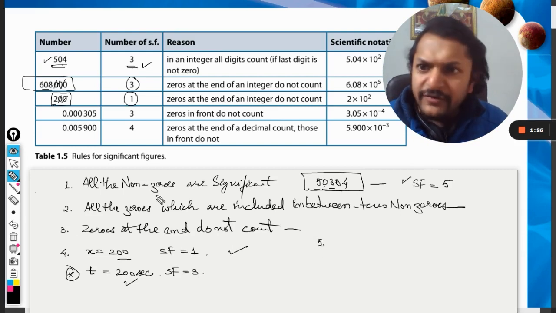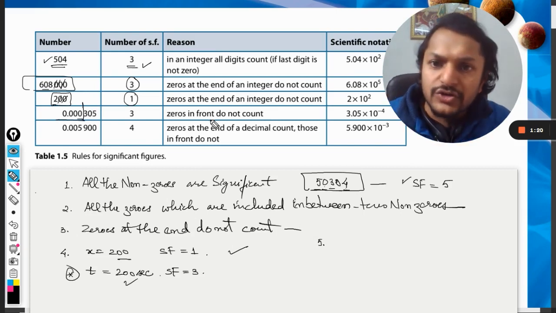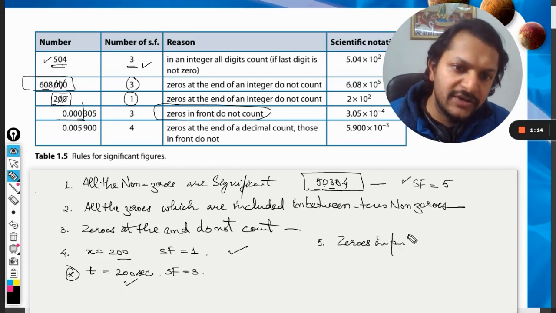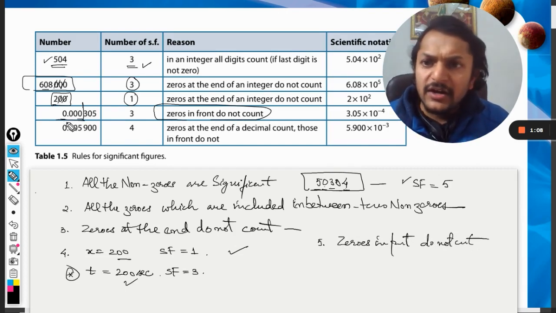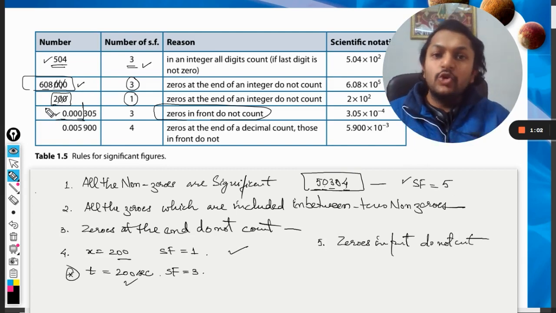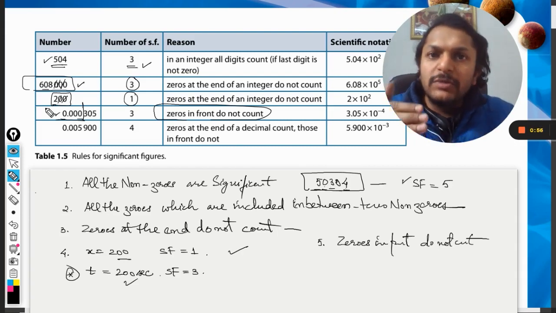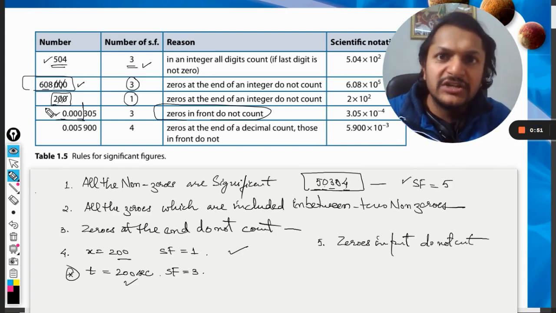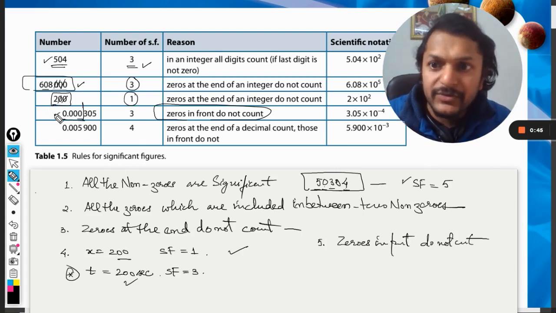Now moving next, point number 5. What is that? All the zeros before this are not counted. So zeros in front do not count. Obviously these zeros do not have any value. So these zeros also do not have any value. These zeros also do not have any value. So there is a rule that if you change the unit of a measurement, the significant figures do not change. So whether you multiply by 1000 and convert meter into millimeters, even then the number of significant figures will not change. And if you divide something by 1000, even then the number of significant figures will not change. They will remain the same.